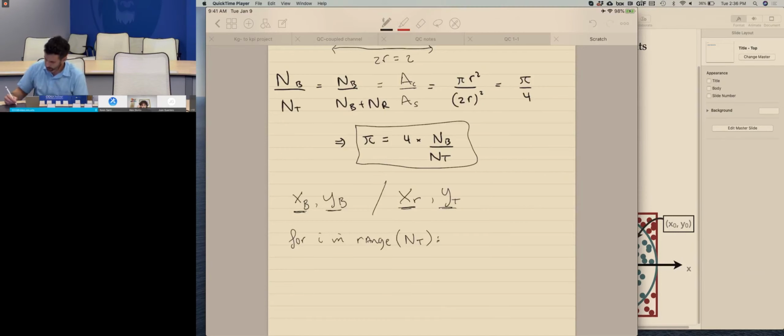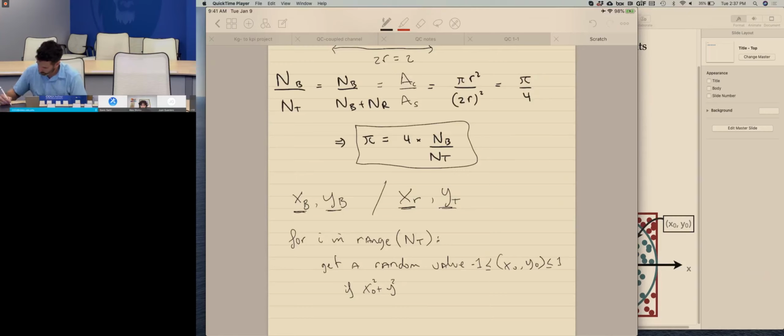You would get a random value x naught and y naught, okay? These are bounded, so both of them are bounded to be inside of the box, right? So that means that they have to be greater than -1, but less than 1.